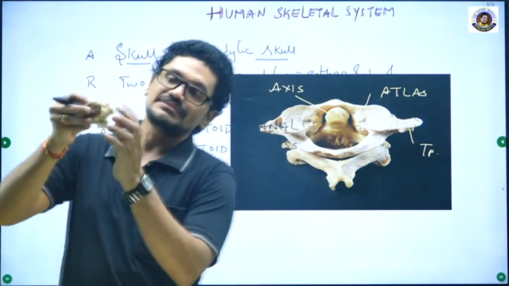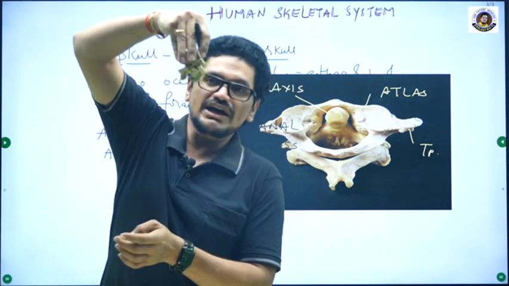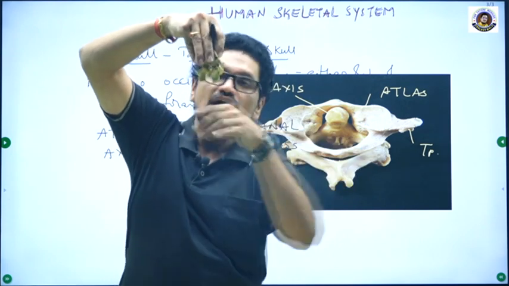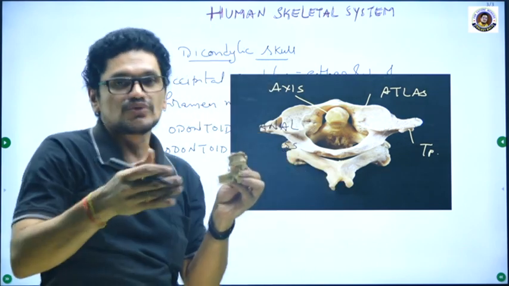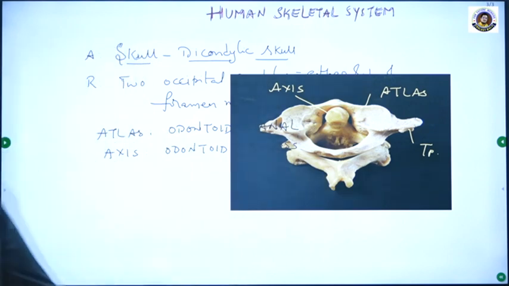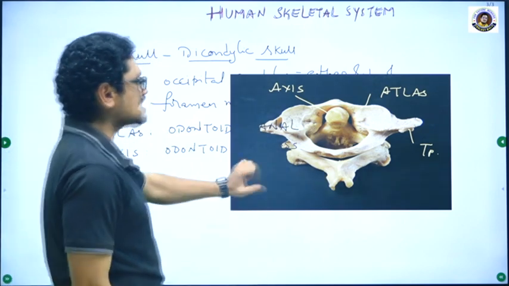And this is the spine. This is the neural spine. Whenever you are taking rest over the bed or on the platform, the neural spine will touch the ground and the centrum will be towards your stomach. Okay, I explained this in the last class. That's all about the atlas and axis.